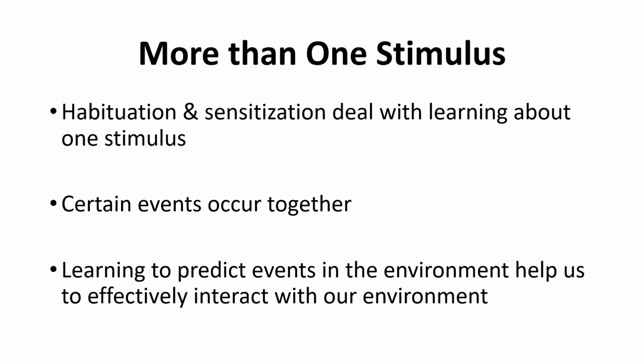Now, this learning can be used to help us predict events in our environment, to help us more effectively interact with our environment. These events can either co-occur, sort of happening together at the same time, or they can happen one after another, maybe with a cause and effect type of relationship. But whatever the case, the association or the linking of these events is something that we can learn about.